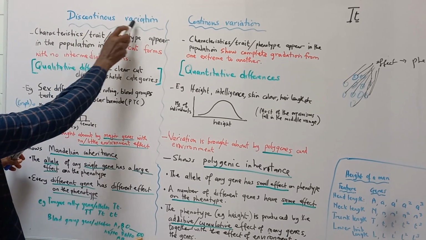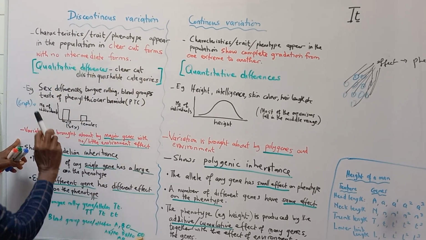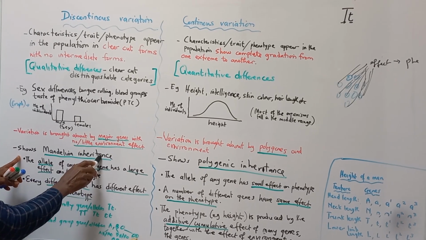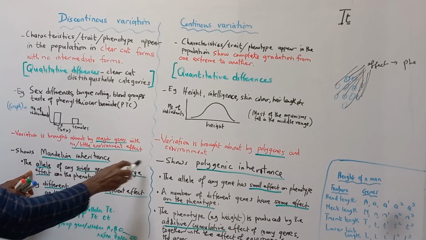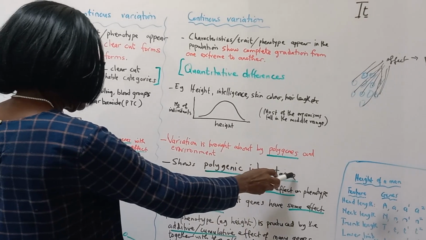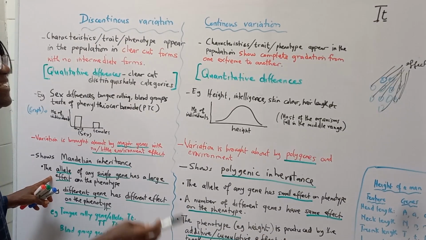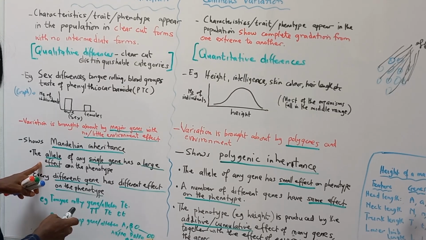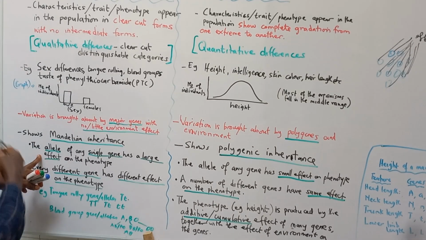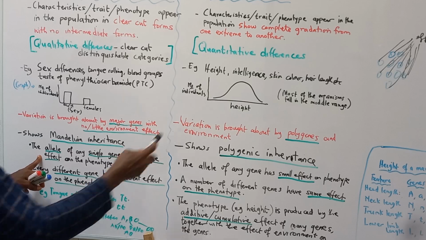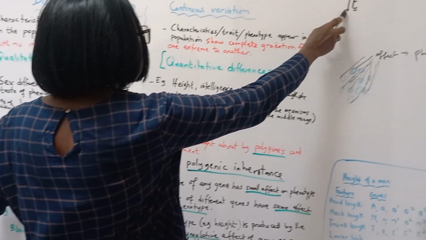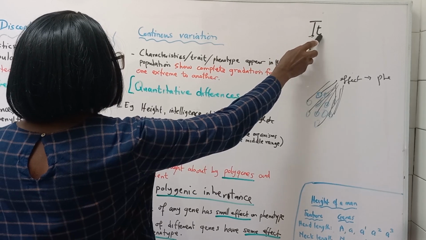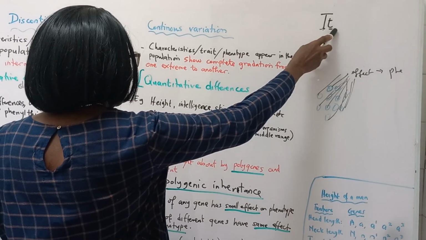So in discontinuous variation, clear-cut forms of individuals or phenotype, it shows Mendelian inheritance. And this shows polygenic inheritance. Mendelian inheritance, as we have looked at: you have a character like tongue rolling, caused by two genes, a dominant gene for rolling tongue and a recessive gene for non-rolling tongue.